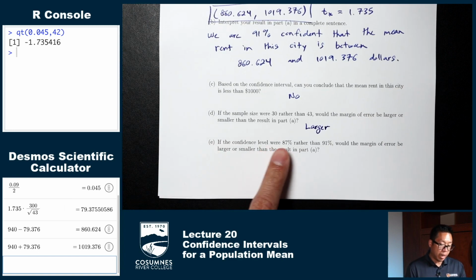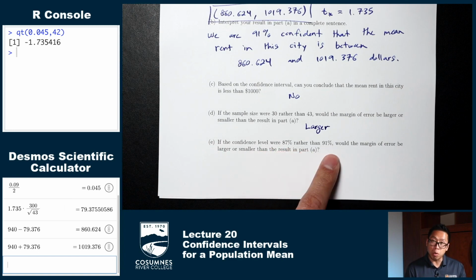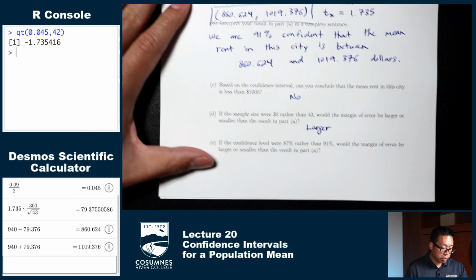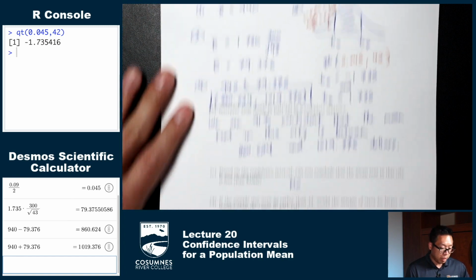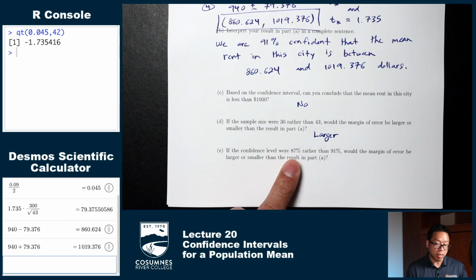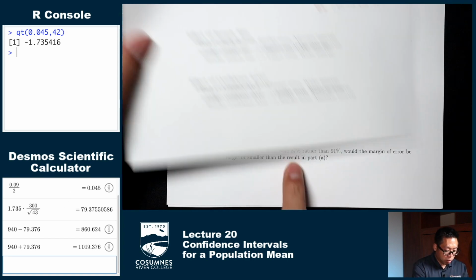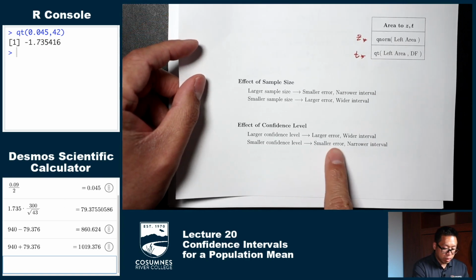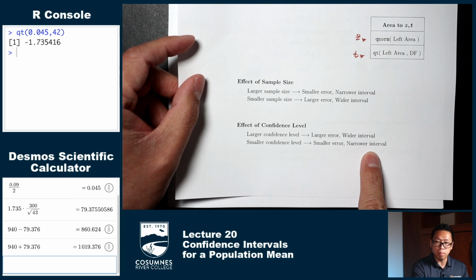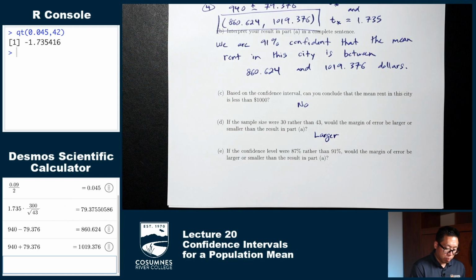If the confidence level were 87% rather than 91%, originally it was 91%. If we change it to 87%, that would mean a smaller confidence level. What happens? Smaller confidence level, smaller error, narrower interval. The margin of error would be, we said, smaller.